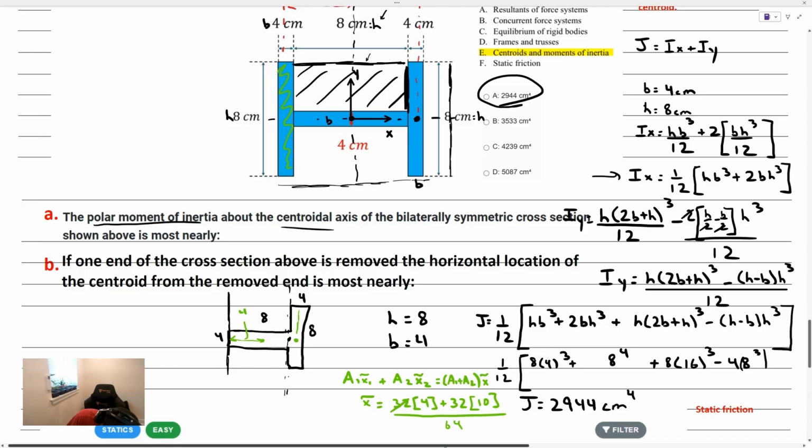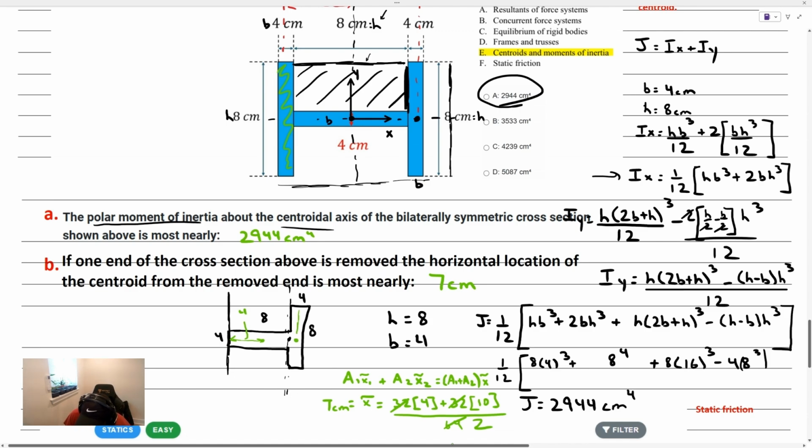So you can see that I can get rid of all of these 32s here. Put a divide by 2 here. I have 14 over 2, so the solution there is 7. X bar is equal to 7 centimeters. So that's the solution right here. 7 centimeters, and this one was 29.44 centimeters to the fourth.